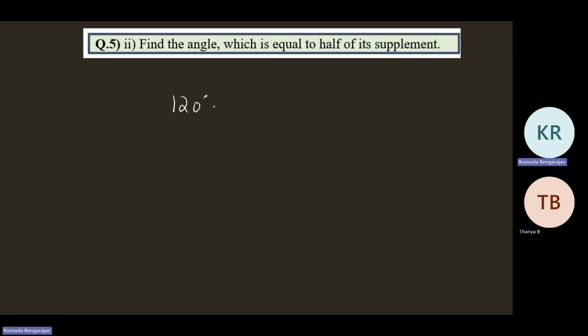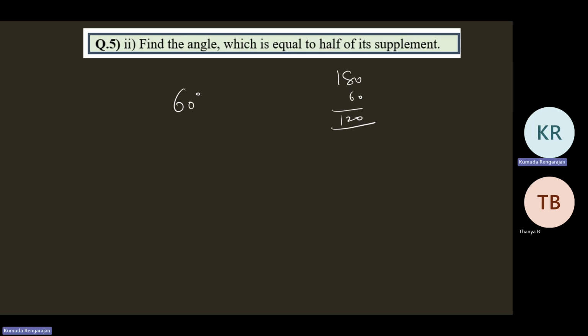What is the supplement of 120 degrees? The supplement of 120 degrees is 180 minus 120, 60 degrees. Okay, sorry, 60 degrees is the answer, I see. 60, not 120. 60 is the answer. What's the supplement of 60 degrees? 180 minus 60, 120 degrees. And you can see this angle is half of its supplement.